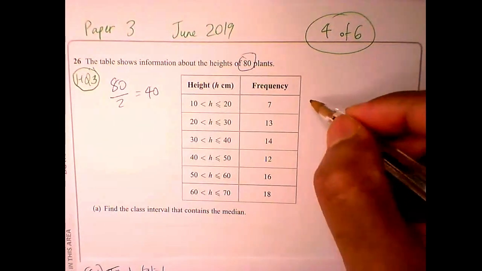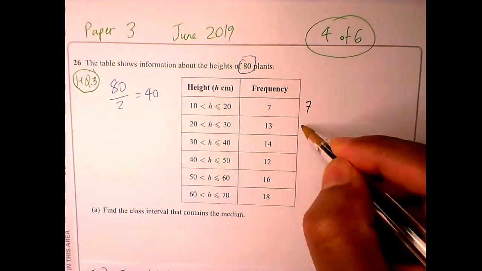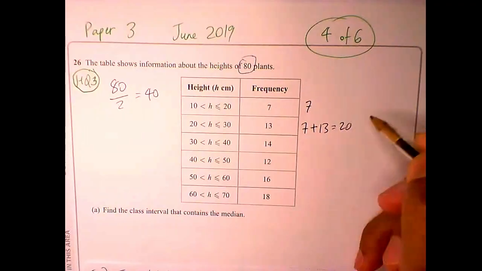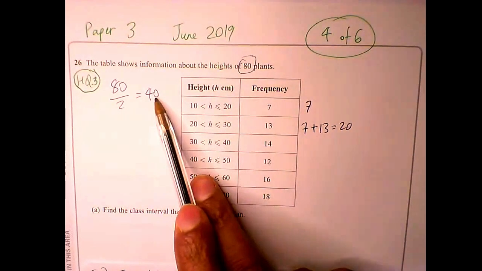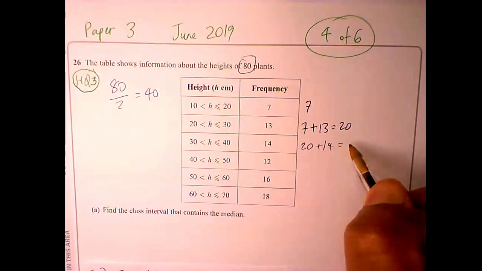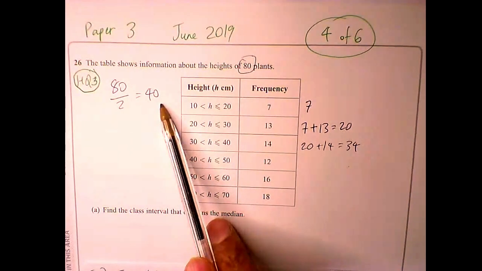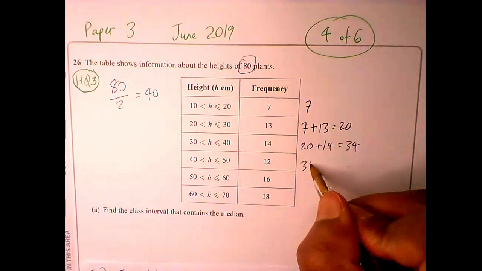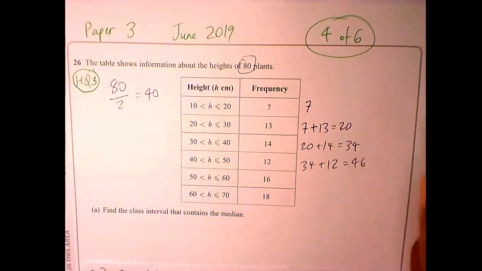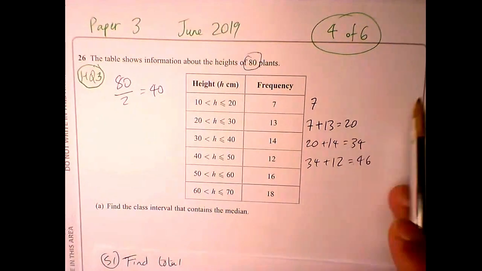So I've got 7 here. That's lower than 40, so I keep going. 7 plus 13 gives me 20. 20 is below 40, so I keep going. 20 plus 14 equals 34. 34 is less than 40, so I keep going. 34 plus 12 gives me 46. 46 is just above 40. So that's my step 3 done.